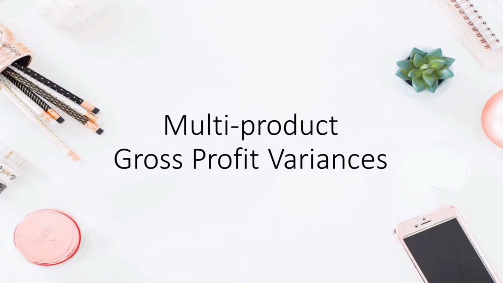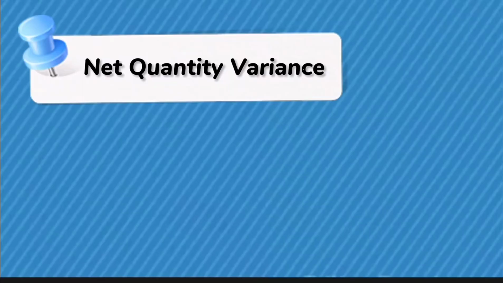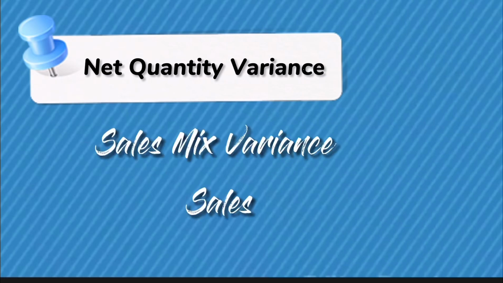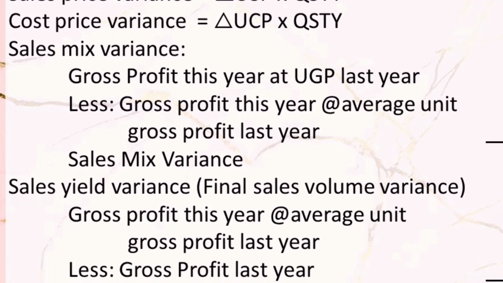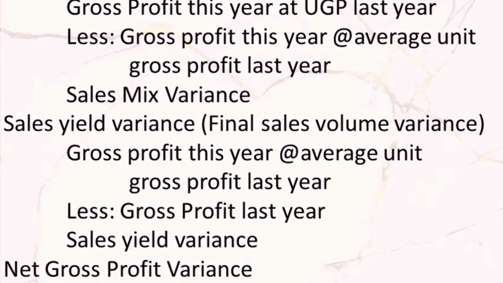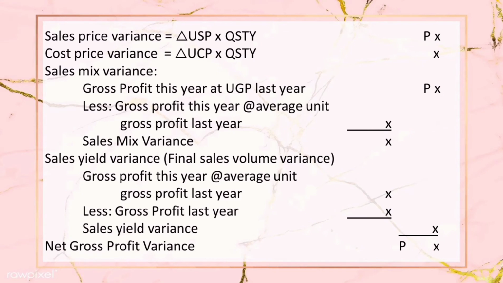Let's discuss multi-product gross profit variances. This is so useful, especially for companies that operate in multi-product sales operations. In this case, the net quantity variance may be divided into sales mix variance and sales yield variance. The following variance computations constitute the accounting for gross profit variation.